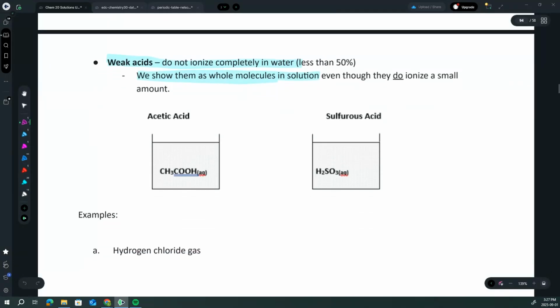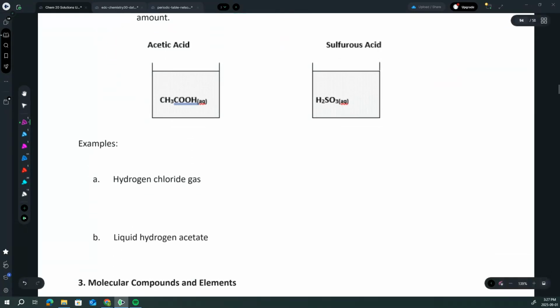Okay, so acetic acid, that is a weak acid, and if you threw it in water, we would just keep it all together. We would not ionize it. So weak acids, even though they ionize a bit, we show them as whole molecules in solution. Sulfurous acid, not to be confused with sulfuric acid, that is another weak acid. So we keep it together when we're representing it as being put in water.